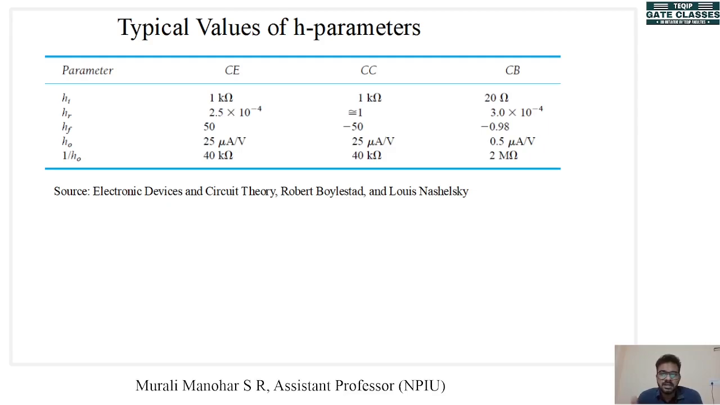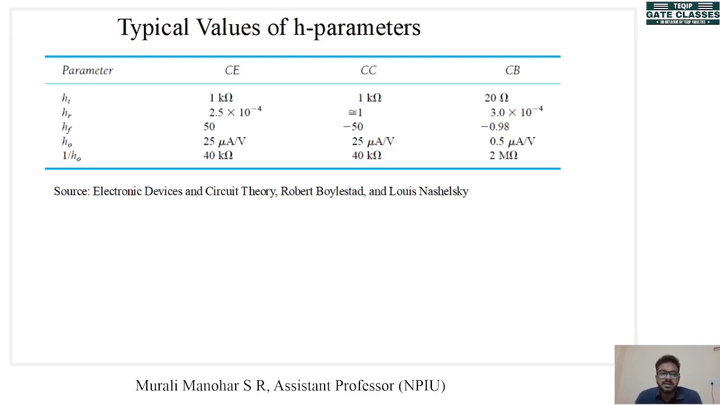Then Hr in all the cases is a very small value. In common emitter configuration, it is 2.5 into 10 to the power minus 4, and in common base it is 3 into 10 to the power minus 4, and in common collector it's around 1. And the value of Hf in common emitter and common collector case is around beta. So beta value can be large, from 50 to 400. So in common emitter it's around 50, and in common collector it can be minus 50. And in common base configuration the value is alpha, so it is near to 1, so it is minus 0.98.